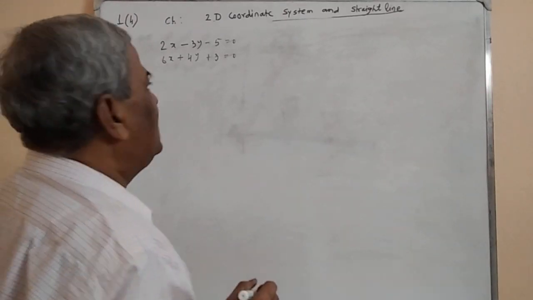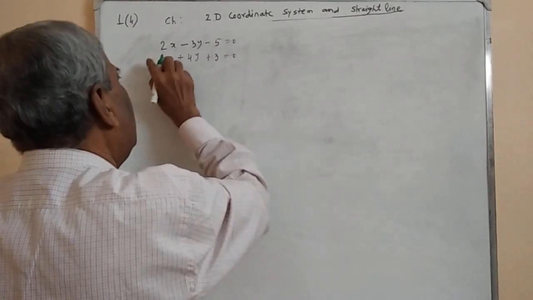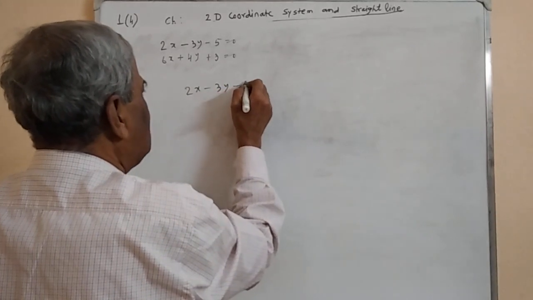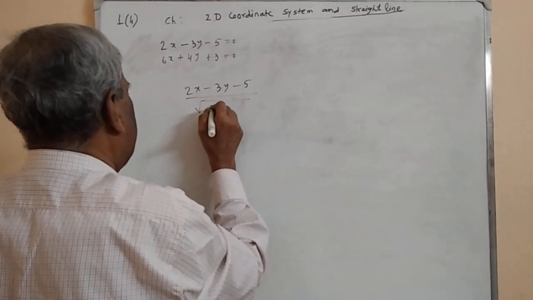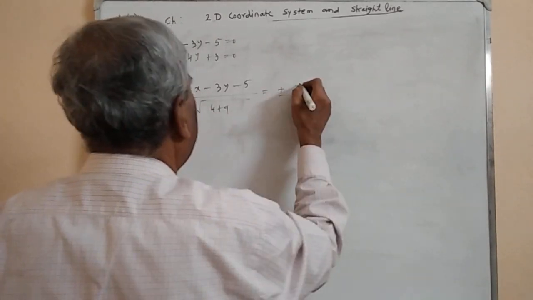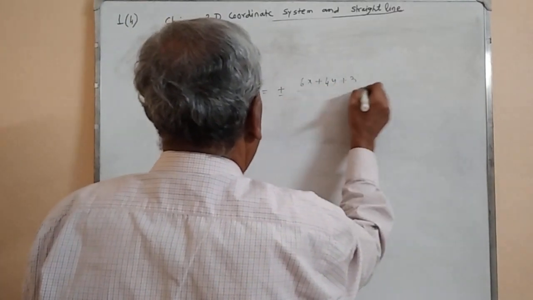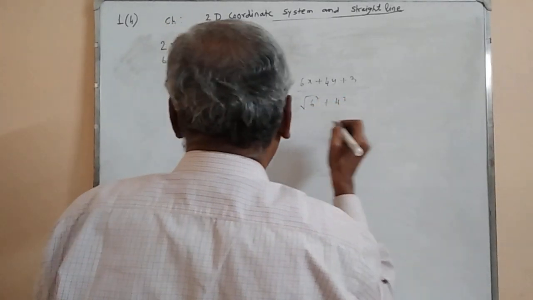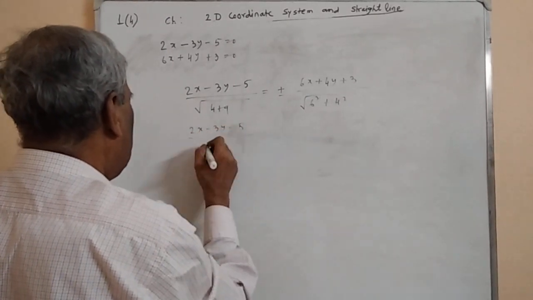Now we know that the equation of bisectors of the angle made between this and that is (2x minus 3y minus 5) by root over of 2 square plus 3 square is equal to plus minus (6x plus 4y plus 3) by root over of 6 square plus 4 square, that is (2x minus 3y minus 5) by root 13.